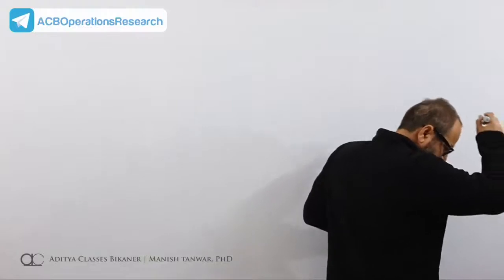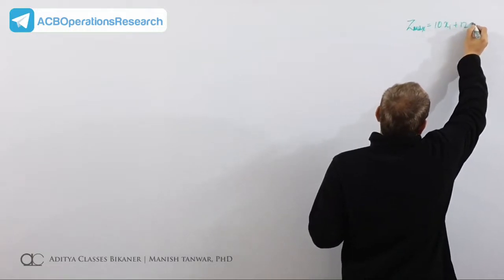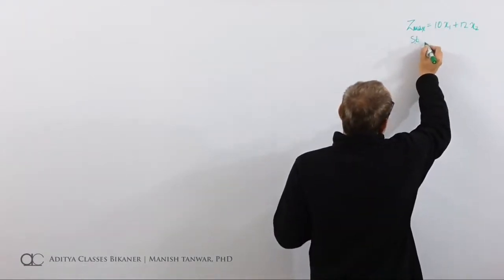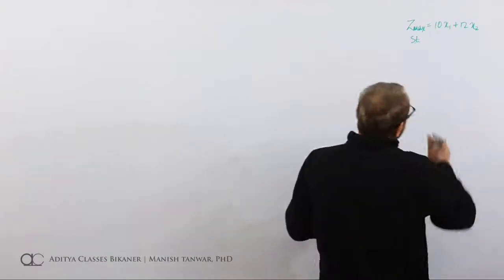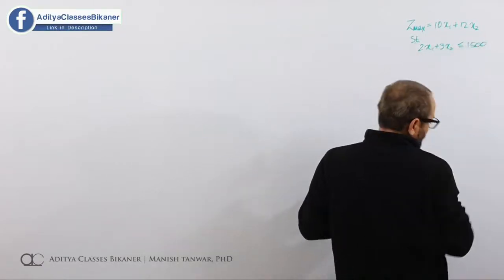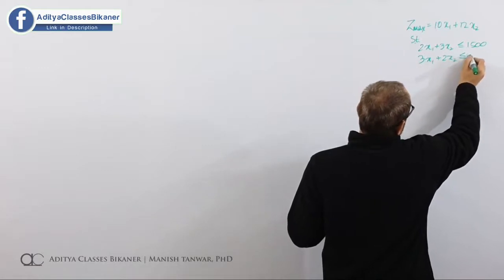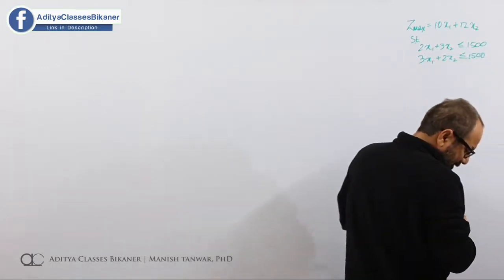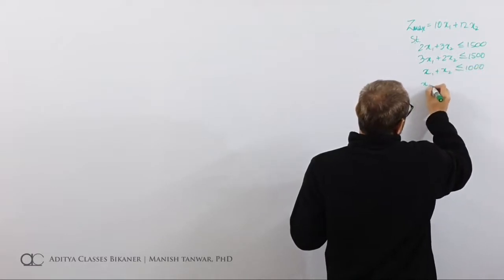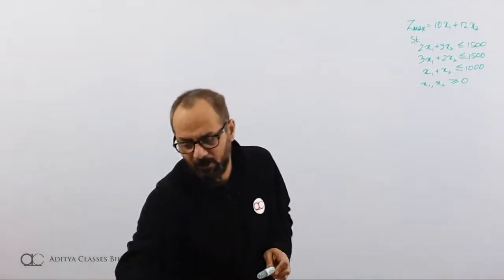So our problem goes like this. Z max is equal to 10x1 plus 12x2, subject to three constraints. Those three constraints are 2x1 plus 3x2 less than or equal to 1500. Then there is 3x1 plus 2x2 less than or equal to 1500. Then the third constraint says x1 plus x2 should be less than or equal to 1000. And of course, x1 and x2 are greater than or equal to 0. So this is the primal that we have been provided with.